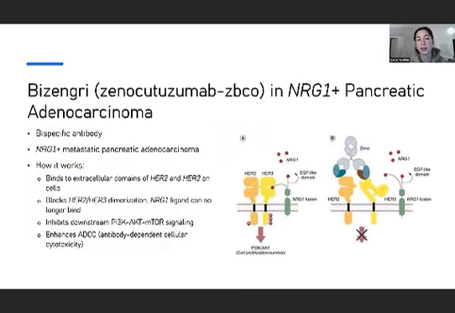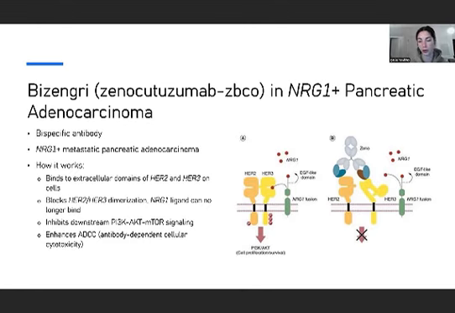So how does Bizengri work? Bizengri is a bispecific antibody that is lab created, and its main goal is to be able to attach itself to two antigens at the same time. So Bizengri's patient population is primarily focused on NRG1 positive metastatic pancreatic adenocarcinoma. Metastatic being important because we want a treatment for a patient that has already had this NRG1 positive cancer spread, without affecting normal cells, being able to target those cancer cells.